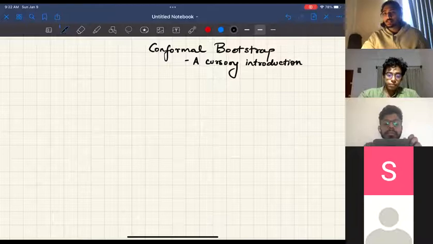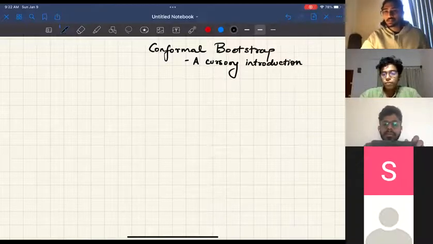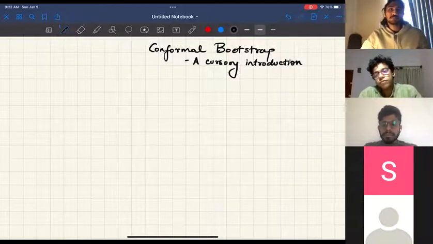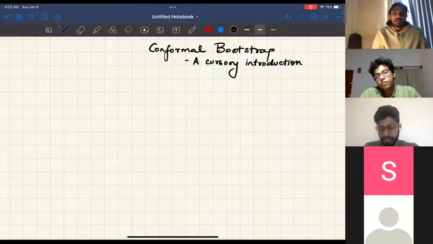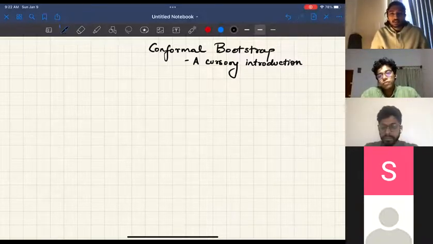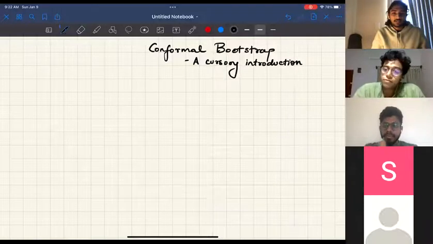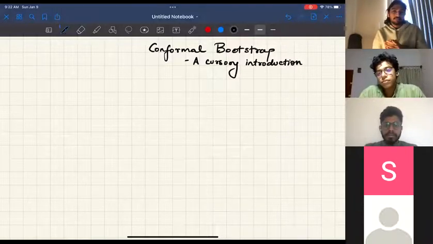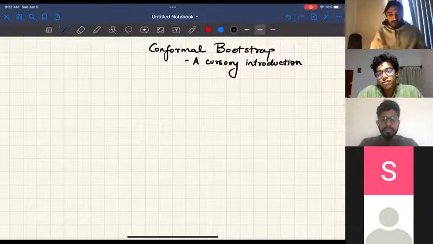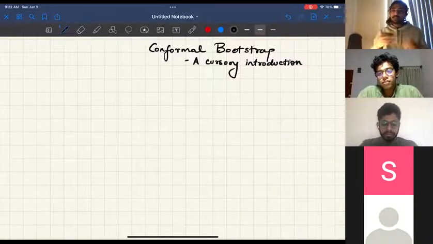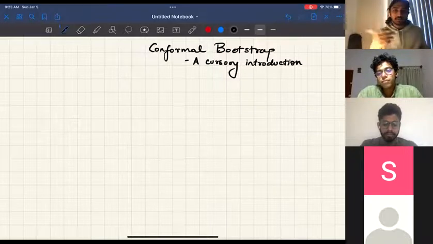We'll be discussing, it's going to be a cursory discussion about conformal bootstrapping. Today, I'll just try to motivate it more. We'll look at a few examples, and hopefully by the end of it, we'll get our hands dirty with some calculations. Not very rigorous ones or in-depth ones. It's just to give you a flavor of the conformal algebra that's going on behind.